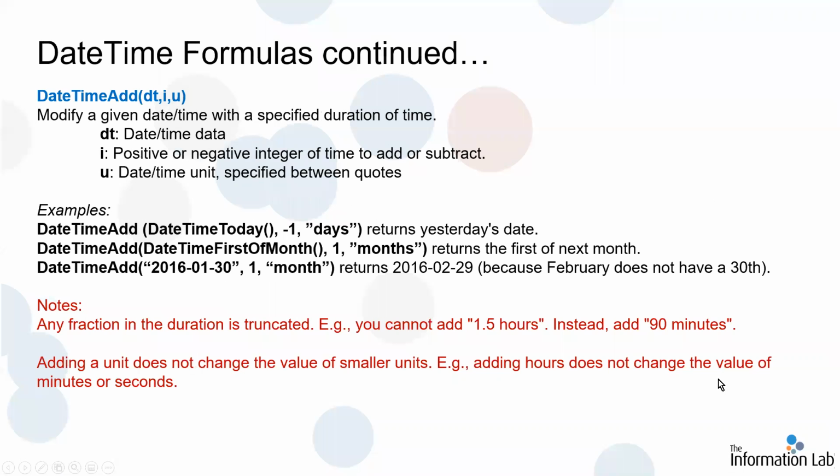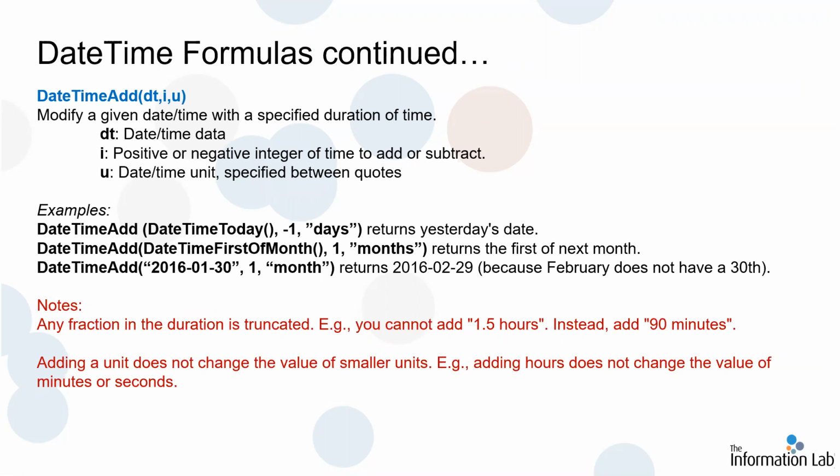Just show you real quick the DateTime add function. So this modifies a given date time with a specified duration. So you can add a certain number of days or months or minutes or seconds or anything like that onto an existing date time. One thing to keep in mind is that any fraction in the specified duration is truncated. So you can't actually add 1.5 hours, for example. That would truncate it to just add 1 hour. Instead, you would want to add 90 minutes.